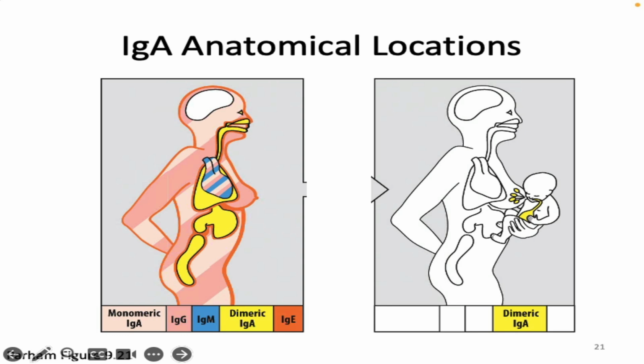There's one other location where IgA is found. And this is also due to its ability to cross particular types of cell layers. IgA is also found in breast milk. And so it is really the only isotype that's found in breast milk. When a baby is breastfed, that baby is actually getting IgA from its mom. And so you can see this baby getting IgA from its mom.